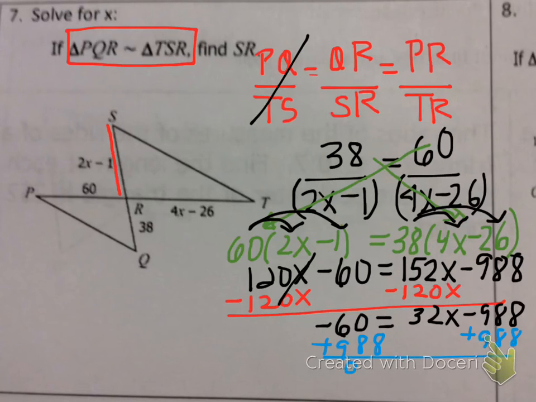and you get 928 on the left side, and that's equal to 32x. One last step to isolate x, divide both sides by 32, and if you type in 928 divided by 32, you get x is 29.